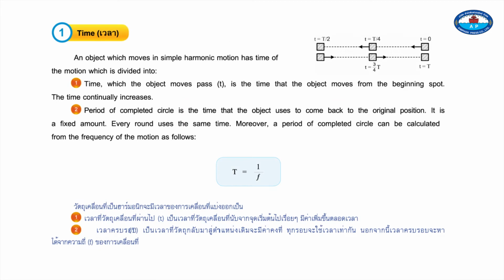1. Time, which the object moves past, is the time that the object moves from the beginning spot. The time continually increases. 2. Period of completed circle is the time that the object uses to come back to the original position. It is a fixed amount. Every round uses the same time. Moreover, a period of completed circle can be calculated from the frequency of the motion as follows.